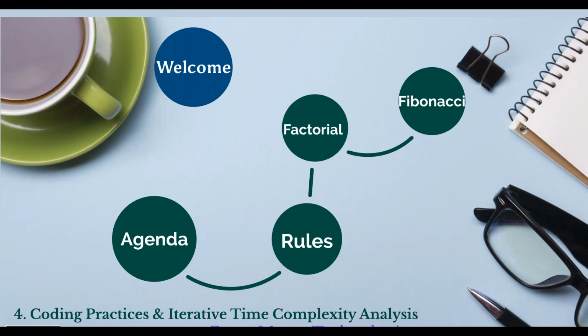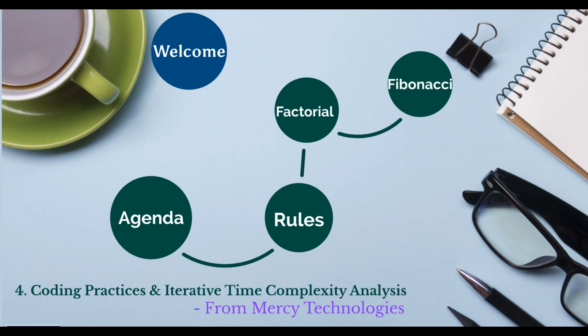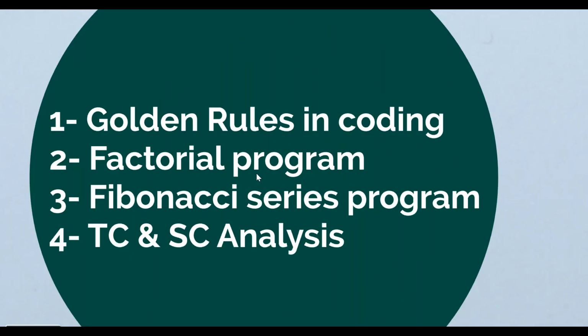So let's see what is our agenda for today. The agenda for today is we'll be seeing about the golden rules in coding. We'll be checking about a factorial program, a Fibonacci series program, and we'll be doing time and space complexity analysis for the point number 2 and 3. For the first one, I'm not just speaking about this class or this course. It generally applies to all the programmers.